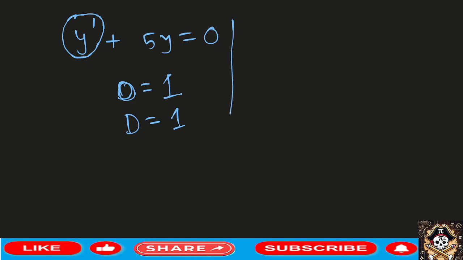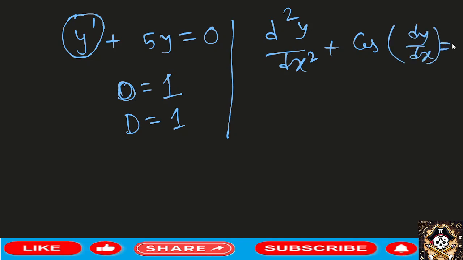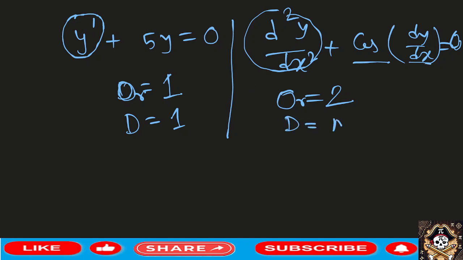Let us take another example. d2y dx2 plus cos of dy dx equal to 0. Now, what will be the order? Here, the derivative present is a second order derivative. Therefore, order will be 2. But a derivative comes as an argument of a nonlinear function, cos. Therefore, degree will not be defined.